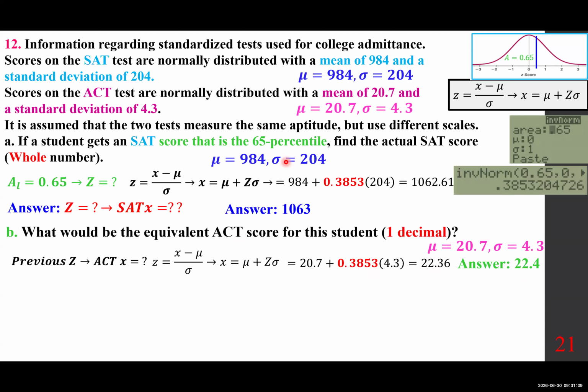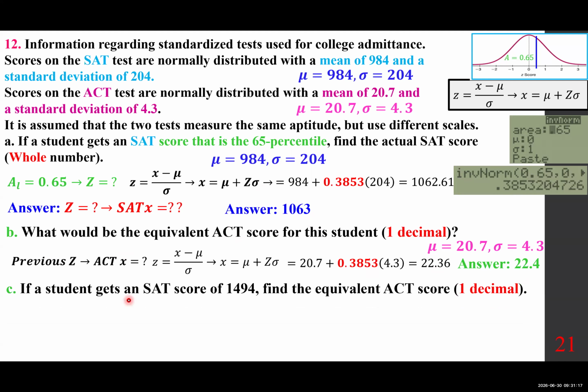So to understand them, you go to Z-score. In both cases, the Z-scores are identical. That's the idea. If a student gets an SAT score of 1,494, what about the ACT score with 1 decimal? We go through the same process. You have to find the Z and take it from there.